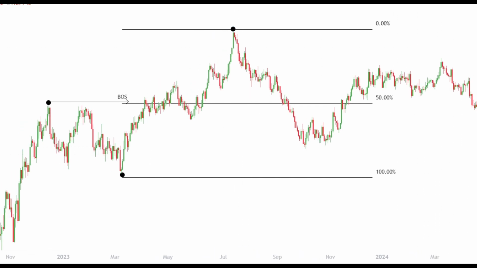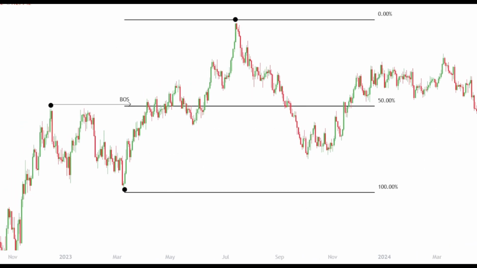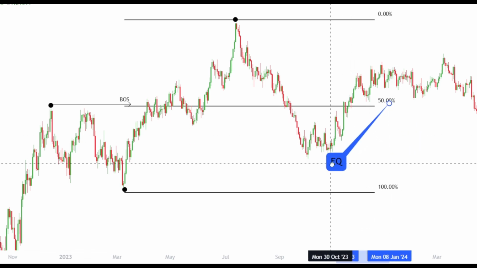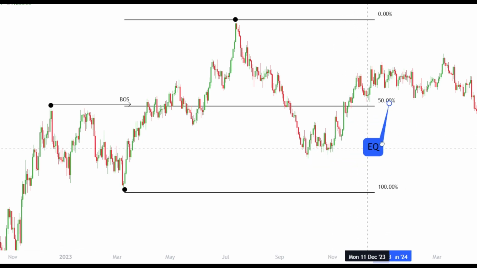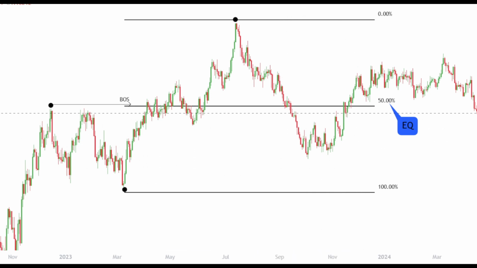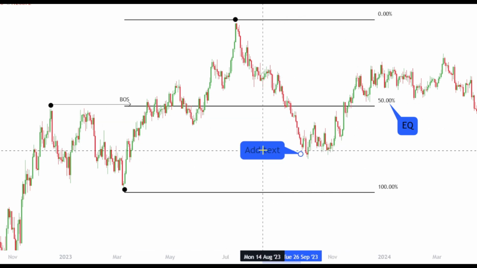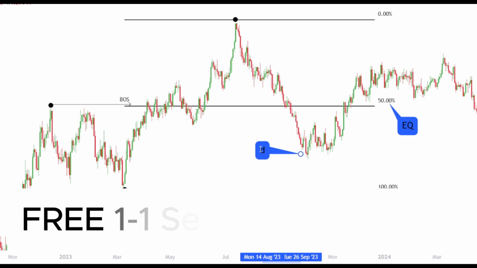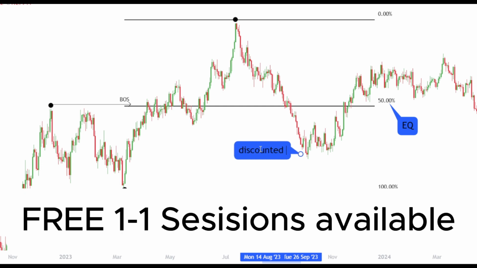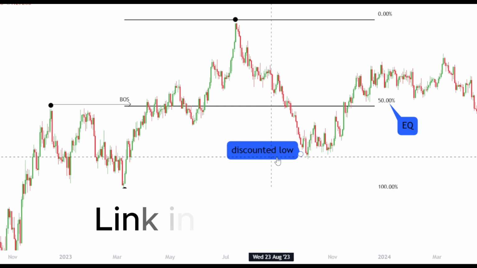Now from here, what have we seen? What have we identified? Well, of course, we have our 50% level, right? So our 50% level represents the equilibrium, and now we see price has come firmly into the discount over here. So we've seen a discounted low over here. So this now is a valid retracement, and it's a discounted low, right? This is a discounted low in the markets, right?